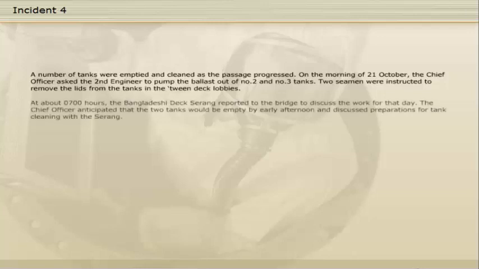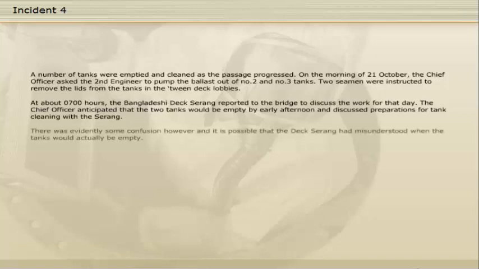At about 0700 hours, the Bangladeshi deck sarang reported to the bridge to discuss the work for that day. The chief officer anticipated that the 2 tanks would be empty by early afternoon and discussed preparations for tank cleaning with the sarang. There was evidently some confusion, however, and it is possible that the deck sarang had misunderstood when the tanks would actually be empty.